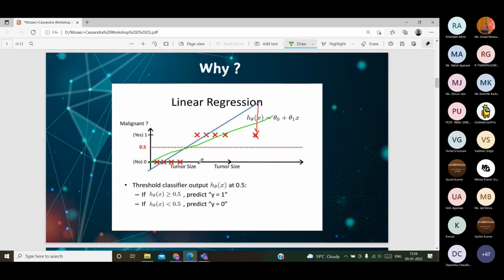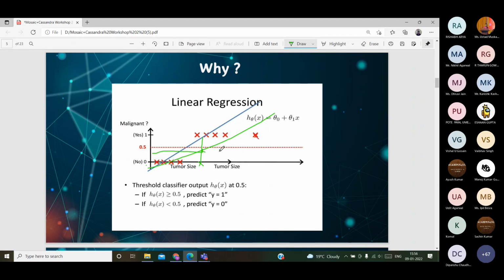Let me draw a better line for better understanding. Let us say our line goes like this, so it has less error. For now, let us say we have a point like this. Previously we had a point here. For the previous line, we found that it was malignant, very serious. But for the new line, it is less than 0.5, so we say that it is not serious. What previously was malignant now became benign.